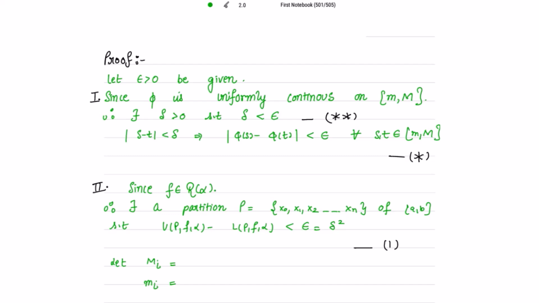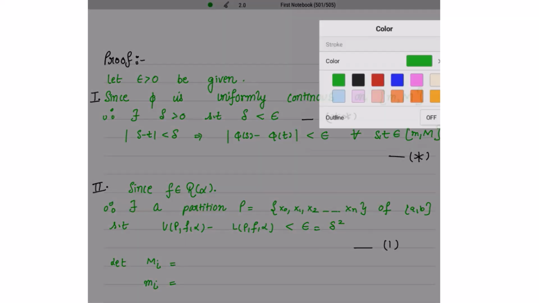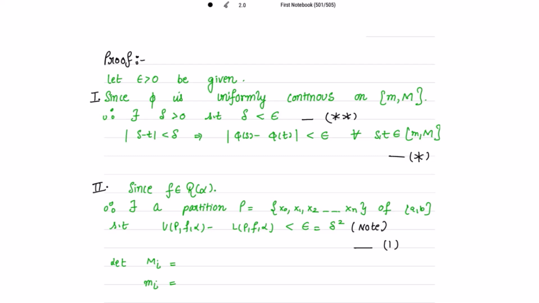Okay, so here you have to note this thing. It is very important to note over here. So two things you have to note. One is this, another is that delta is less than epsilon, right?